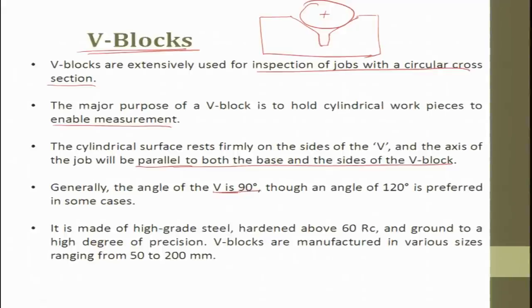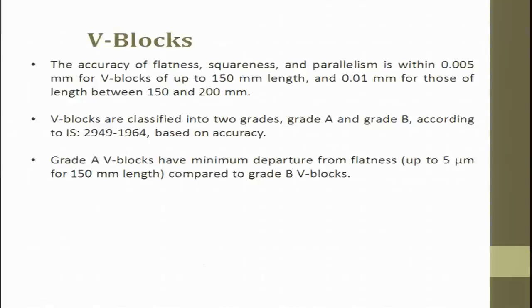Generally, the V is 90 degrees, you also get 120 degrees in some cases. Here it is made out of steel, which has a hardness of 60 RC, and then it is ground. It varies from size 50 to 200 millimeter. The accuracy of flatness, squareness, parallelism is all very, very low, 5 microns for the V block up to 150 millimeter, and it is 0.1 for anything more than that.